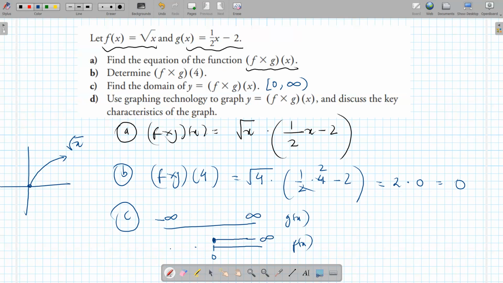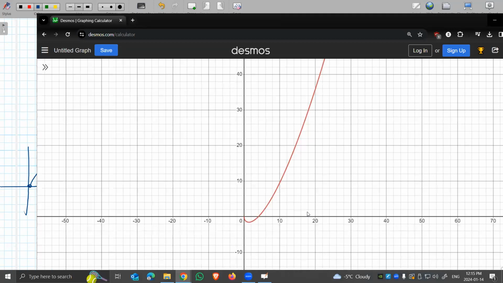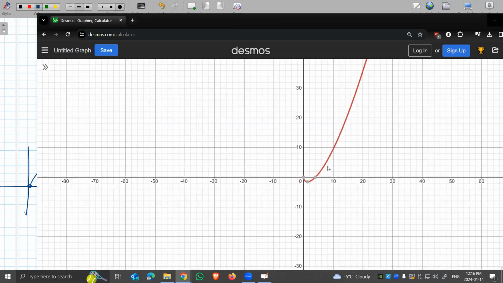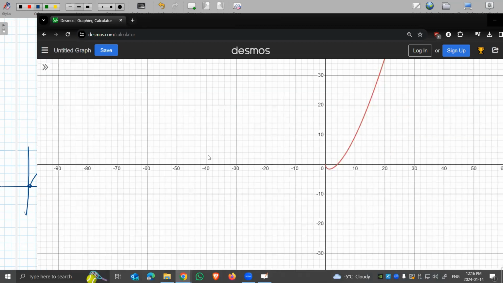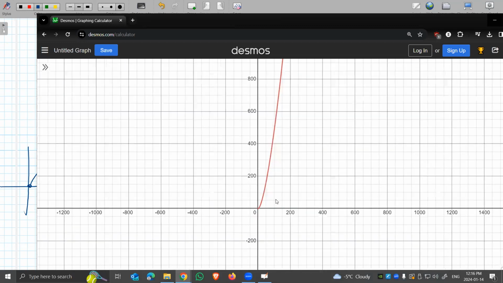All right, so we could do this by hand, but we're not going to, because you can't really see a trend for bigger numbers. 0.5x minus 2. All right, so here's the graph. Notice how it does not exist, right? Beyond 0, because square root of x is not valid. Is this function increasing or decreasing? Increasing. Yeah, in the long term, it's increasing.